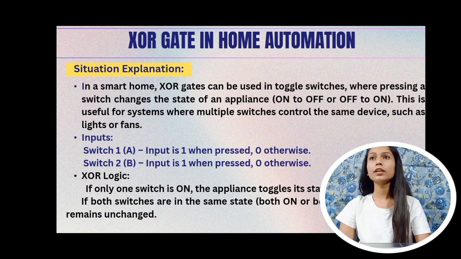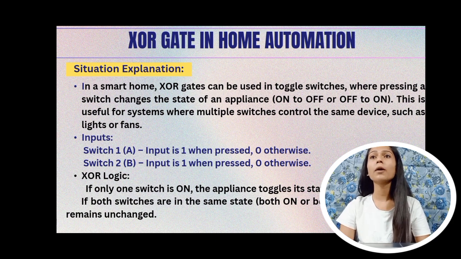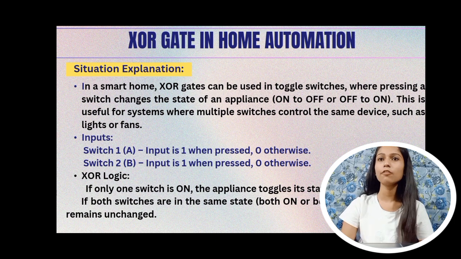Now, XOR gate in home automation. In a smart home, an XOR gate can be used in toggle switches where pressing a switch changes the state of appliances, on to off and off to on. This is useful for systems where multiple switches control the same device, such as lights and fans.